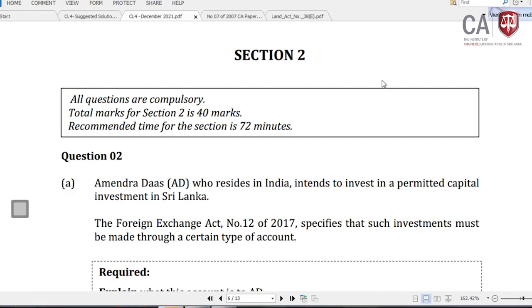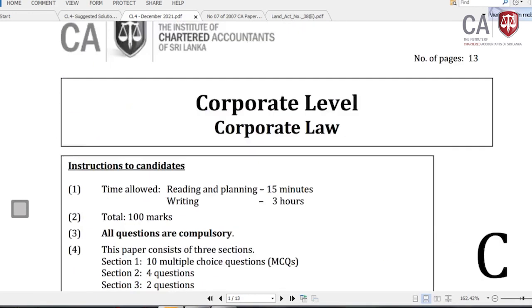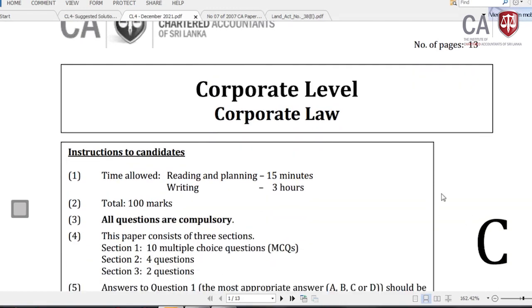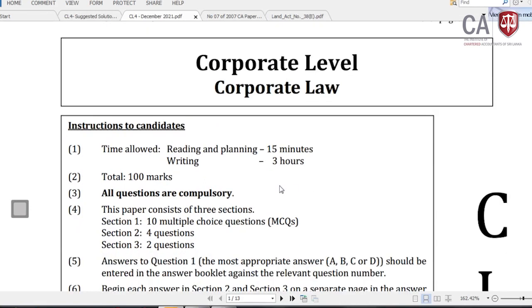As I mentioned, you have 3 sections in this paper, and you should take your time to read the instructions given. You have a reading and planning time of 15 minutes, and then you have 3 hours to write your answers. One thing is very clear, there is no choice. You have to answer all the questions given. All questions are compulsory. Therefore, you don't have to spend your time choosing the questions that you are going to answer, so that you can avoid.